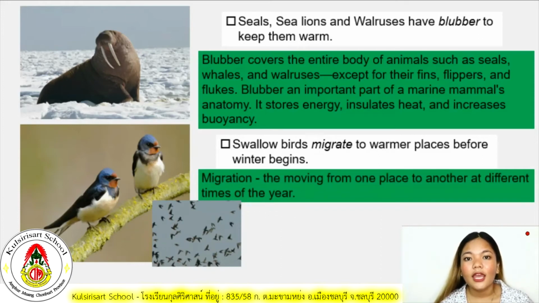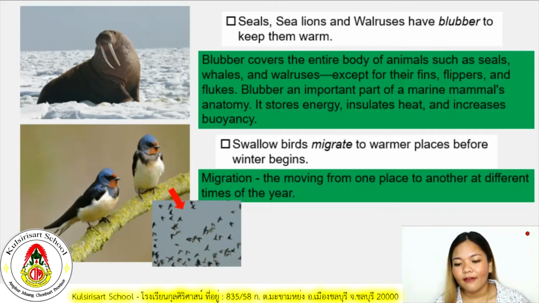When we say migration, it is the moving from one place to another at different times of the year, when the environment or their habitat is no longer good for them, or there is no longer enough food, or it's already too cold for them, or too hot for them. They will go from one place to another to be able to survive. And that is what we mean by adaptation or migration, okay? And then we have here a small picture. Look at the bottom picture right here. These are a flock of swallow birds that are migrating, okay?